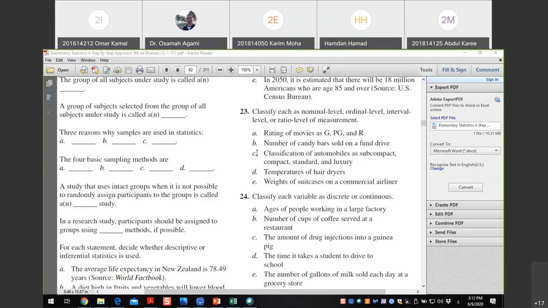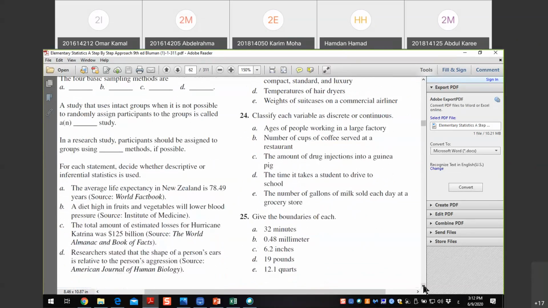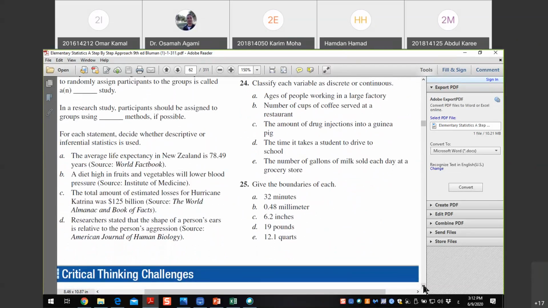Thank you. Let's go for Abdurrahman. Abdurrahman. Yes, doctor. 24, please. Okay, classify each variable, discrete or continuous. Age of people working in a large factory. Discrete. Excellent.